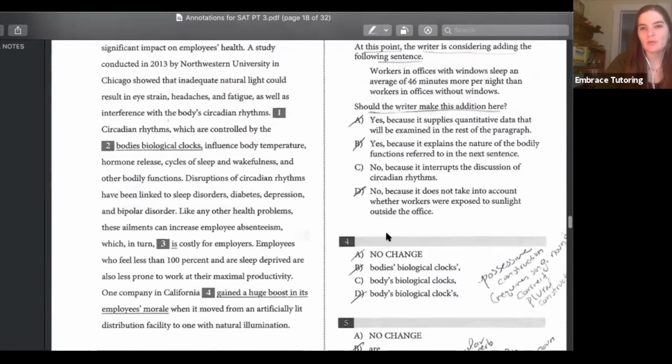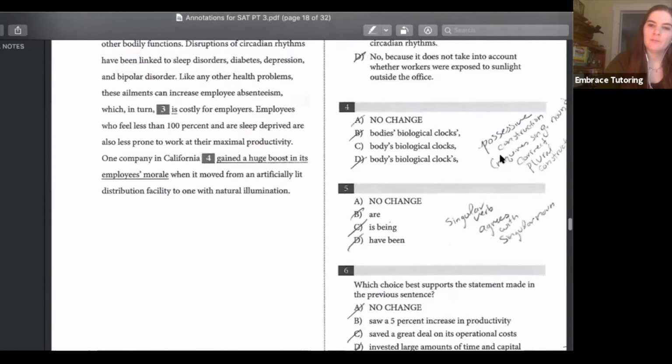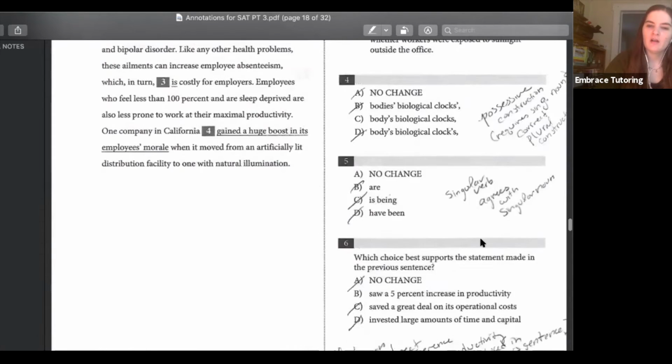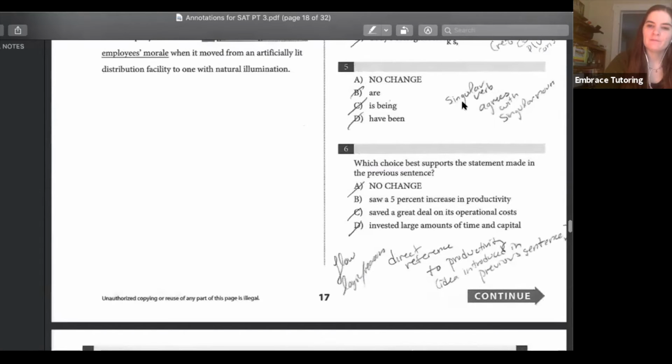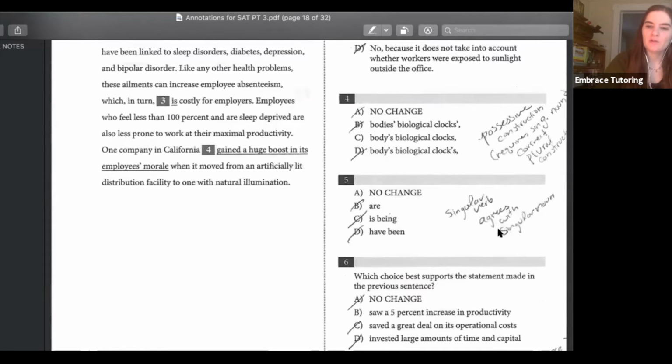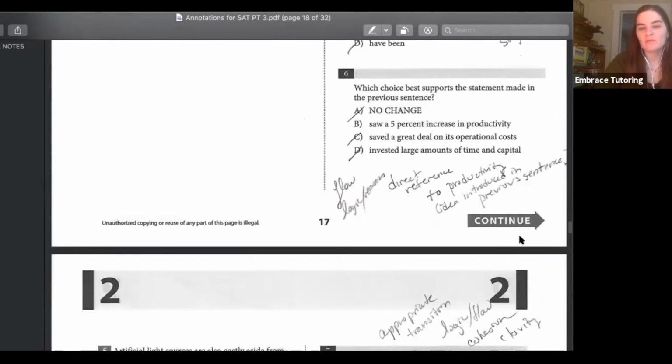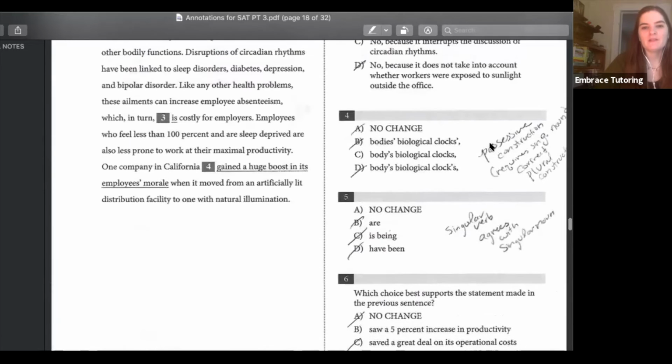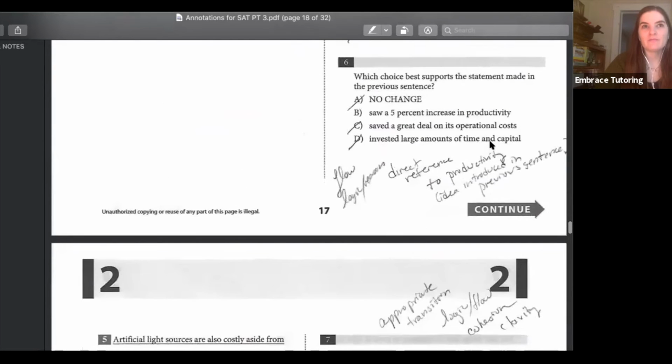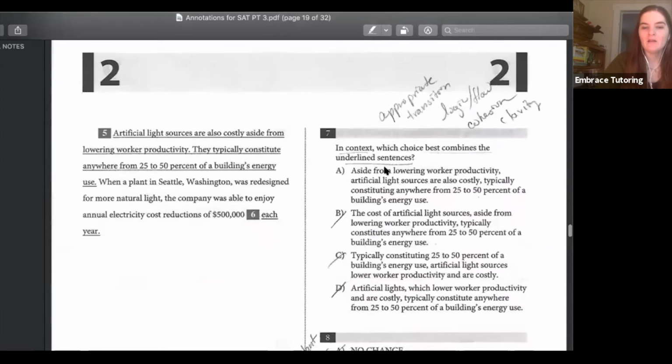like asking you to make an editorial choice, talking about possessive construction, understanding that you need a singular noun and a correct plural construction, as well as singular verbs agreeing with singular nouns. So subject verb agreement, flow, logic, reason, dealing with direct reference to productivity. So basically the idea introduced in the previous sentence, dealing with identifying elements of an essay and of an article. So supporting details, things like that.